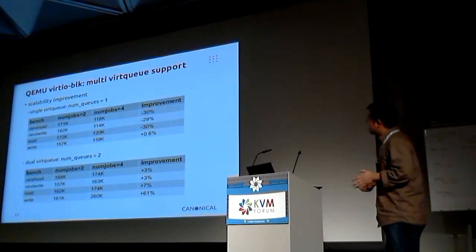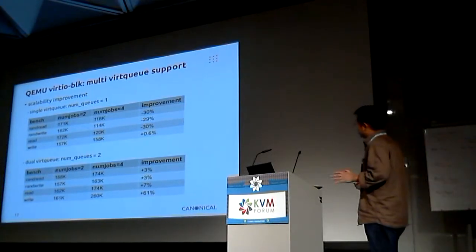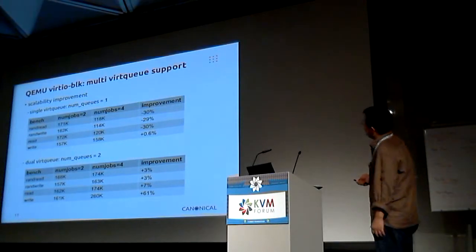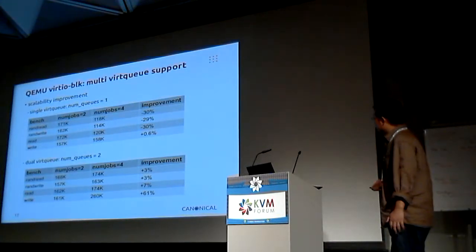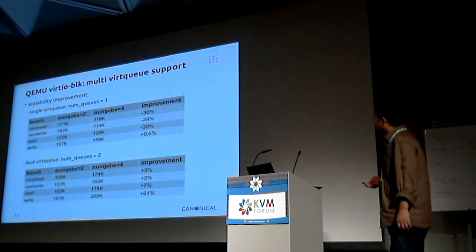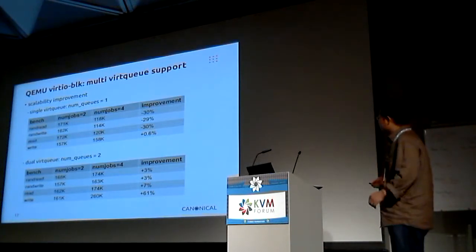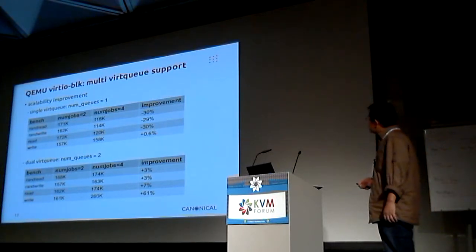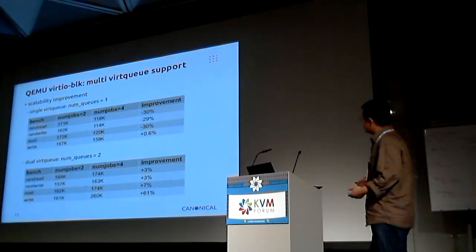Okay, let's look at the scalability improvement with multi-virtqueue support. The first test data is with the single virtqueue. The second table includes the data from two virtqueues. The second row, second column is the FIO test with two jobs. The third column is the test with four jobs.